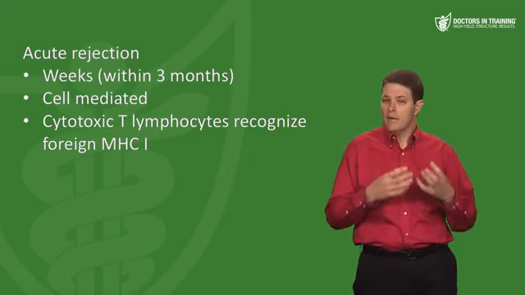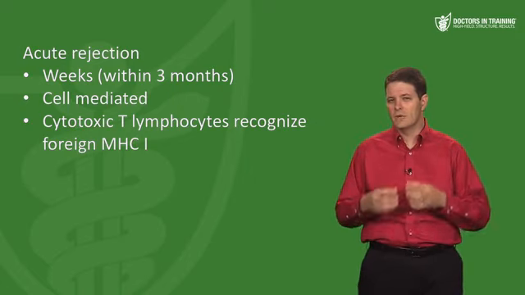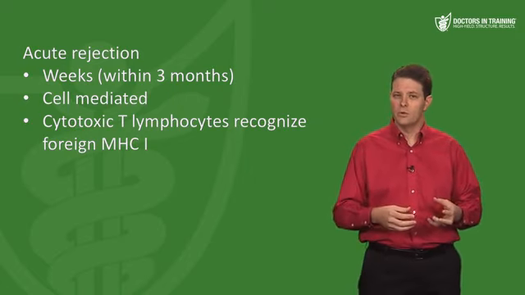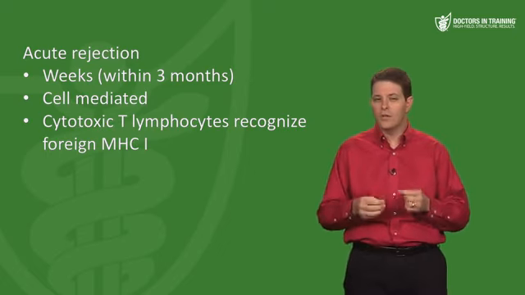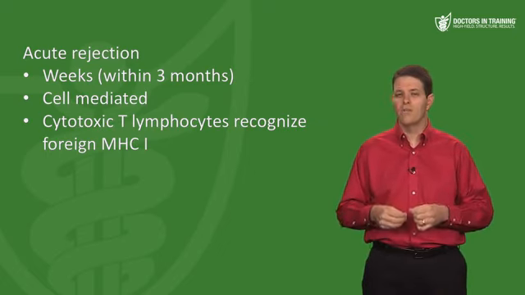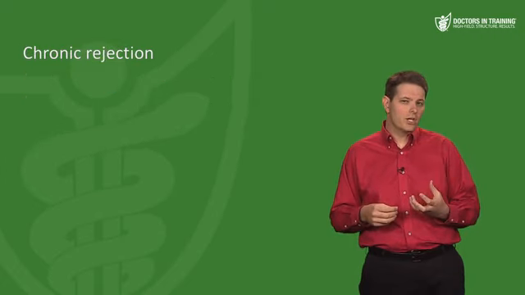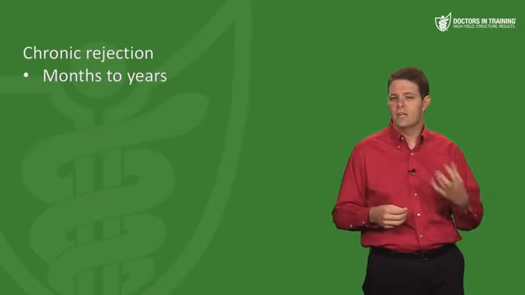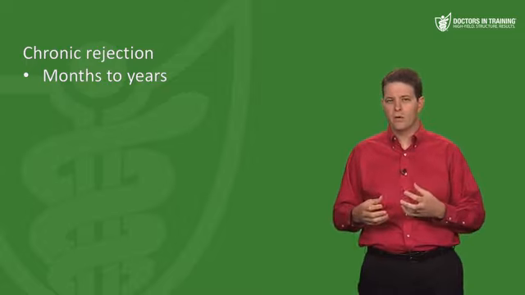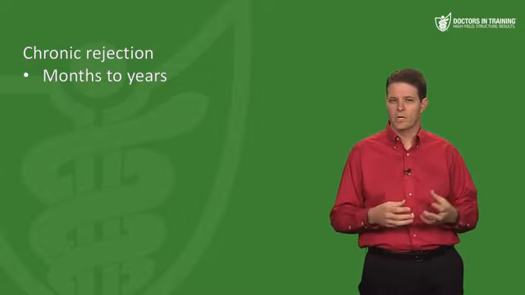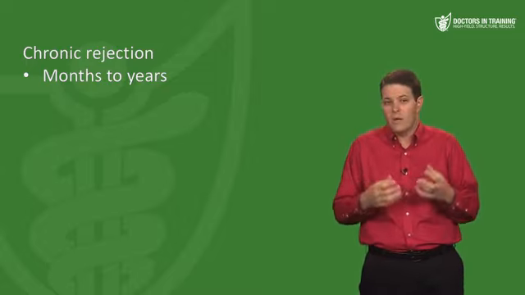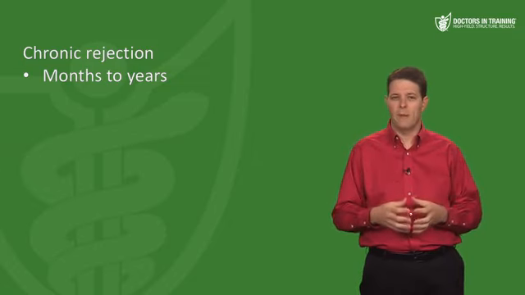And one of the most common mechanisms to block this T-cell-mediated rejection is to block IL-2, because as we've discussed before, IL-2 stimulates the proliferation of all types of T cells. And chronic rejection occurs over several months to years. Now, most transplanted organs will fail eventually due to chronic rejection, but hopefully you can get 15 to 20 years of good function before that happens.